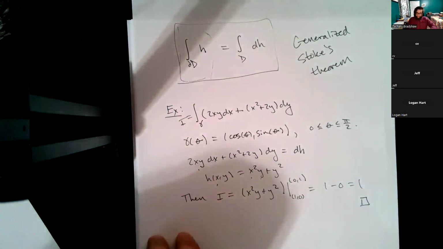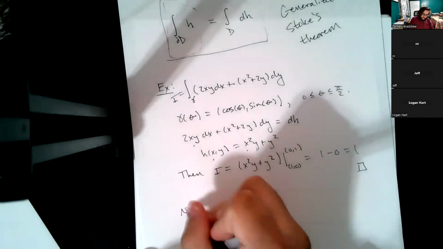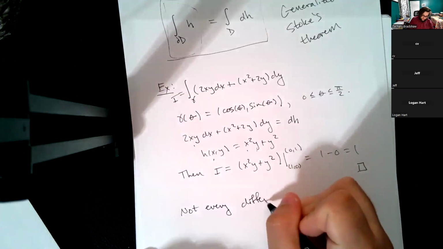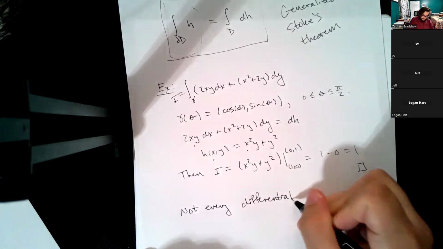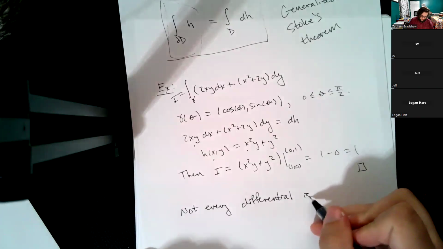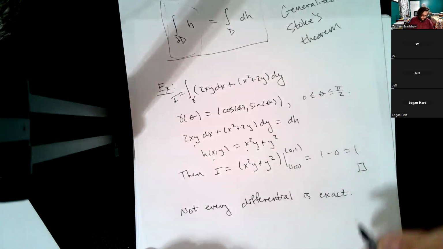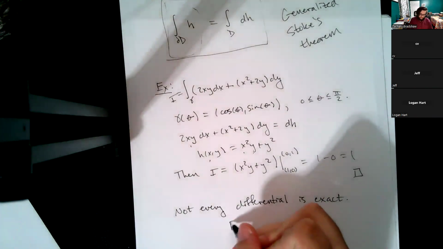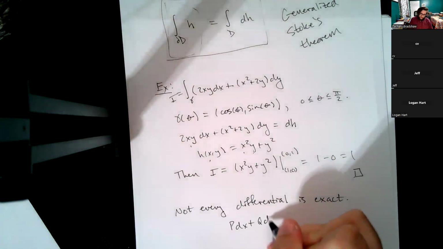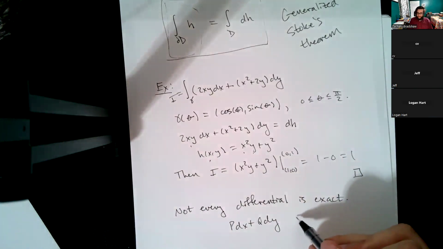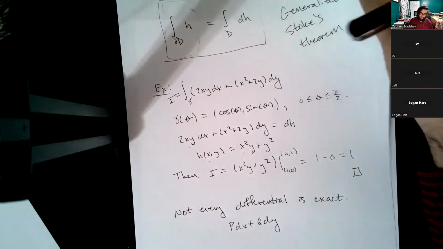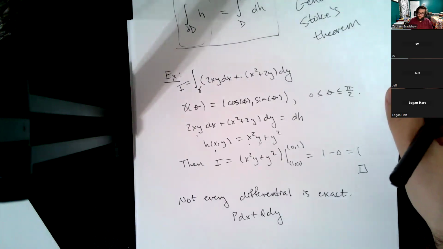Okay, so not every differential is exact. So not every differential, not everything that looks like p dx plus q dy, can be written as the differential of h for some function h. And now what we're going to do is derive some conditions where this does hold.